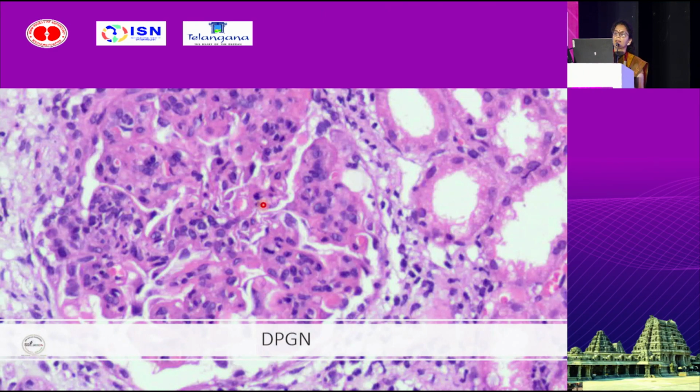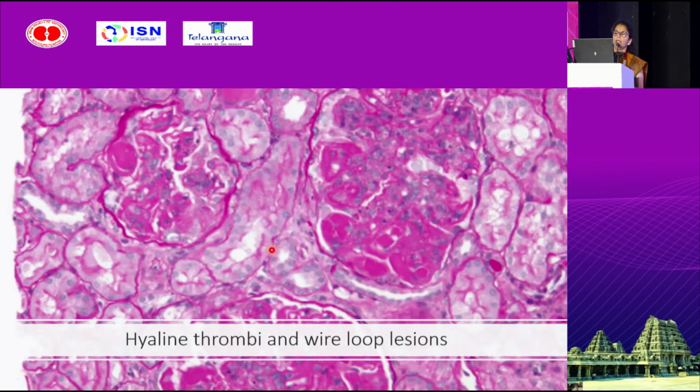Here we can see there is diffuse mesangial or endocapillary hypercellularity, we cannot differentiate mesangial and endocapillary, obliterating the capillary lumina with this neutrophilic infiltrate and karyorectic debris. And on the PAS stain, we can appreciate these are the wire loop lesions and hyaline thrombi. The basement membrane is mildly irregularly thickened and focally duplicated, forming these wire loop lesions which are subendothelial.